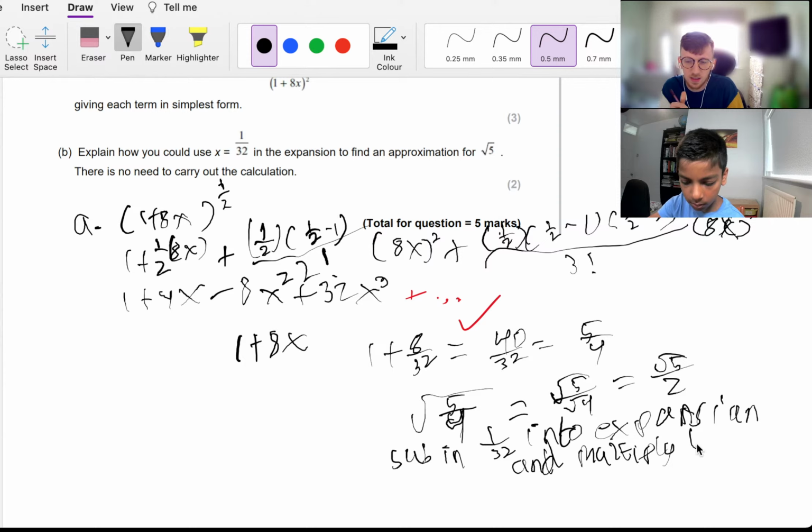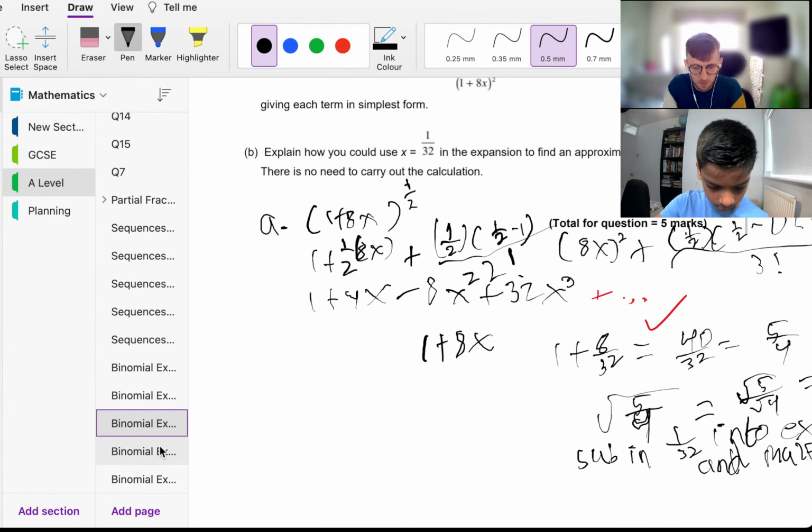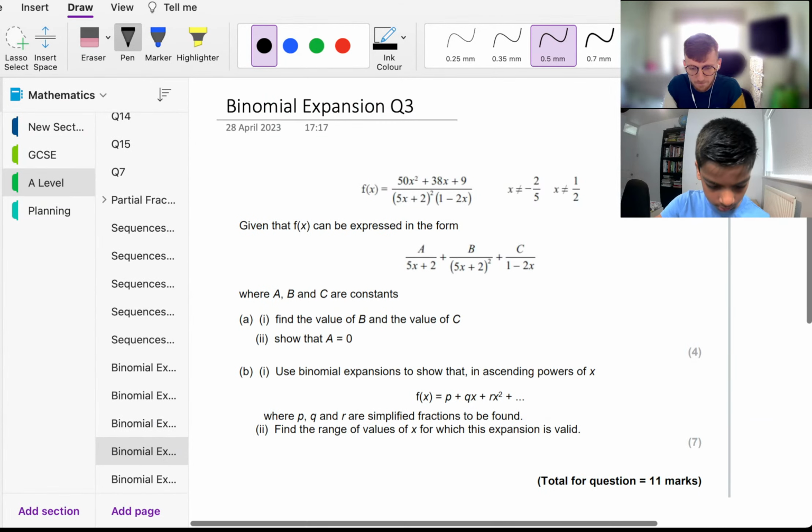2. Fantastic, yeah. A lot of those questions are a simple case of just substituting the number in, and that will give you your approximation. But in this case, and it's coming up more and more in recent exams, you have to substitute it in and then manipulate it. So it's an interesting question. Yeah, you're spot on. Well done.